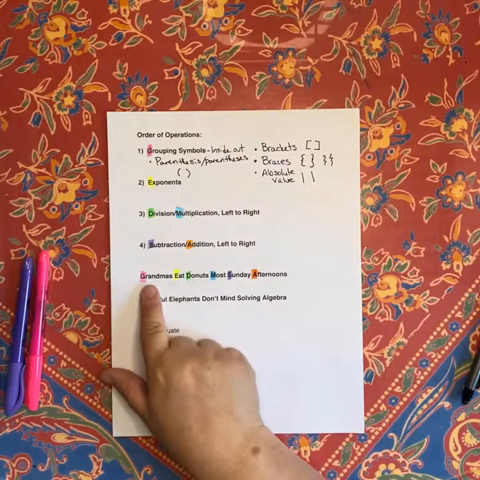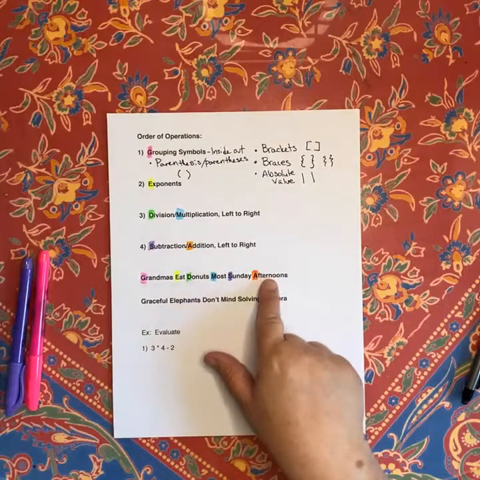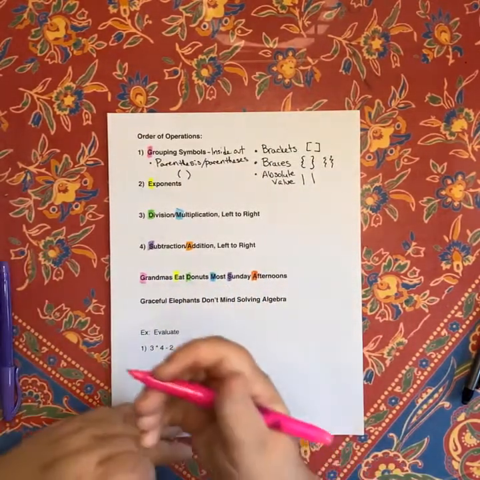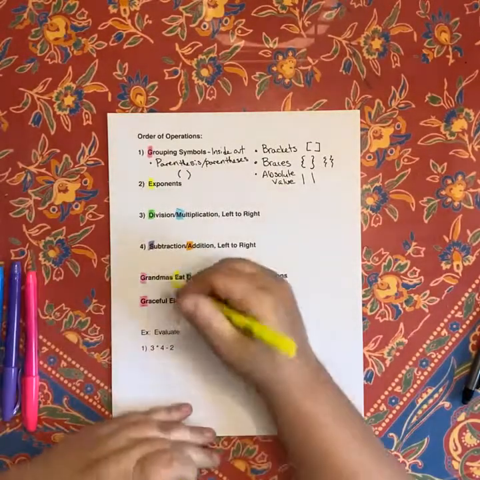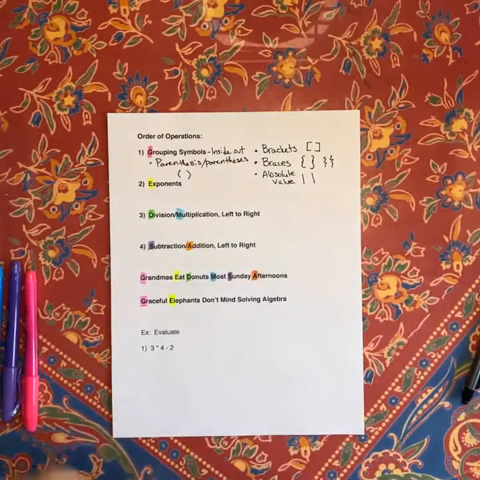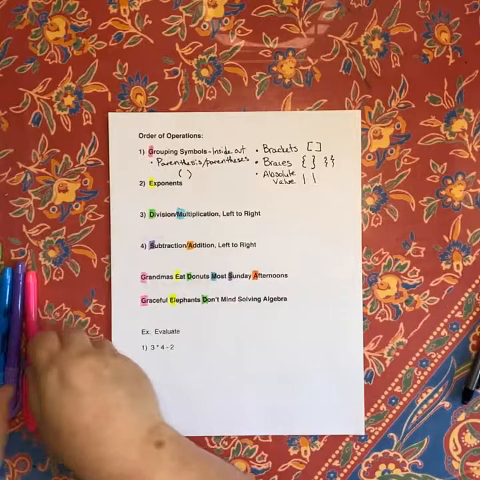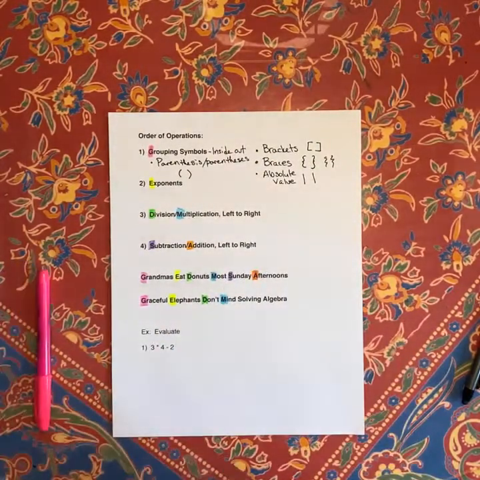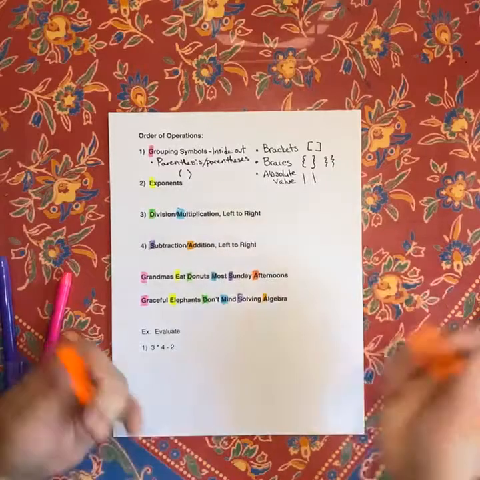Okay. Grouping symbols, exponents, division, multiplication, subtraction, addition. Grandmas eat donuts most Sunday afternoons. The other one I came up with was graceful elephants don't mind division, multiplication, don't mind solving algebra. And is this the only thing you can memorize?